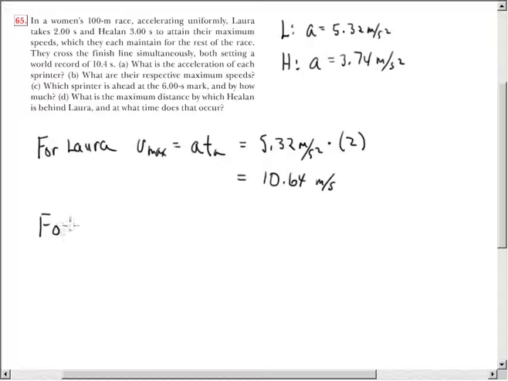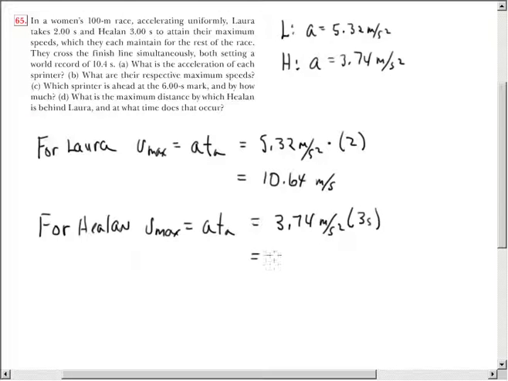For Helene, Vmax will be equal to A times the acceleration phase, and that's going to be equal to 3.74 meters per second squared times 3 seconds, and that's going to be equal to 11.22 meters per second. Part B solved.